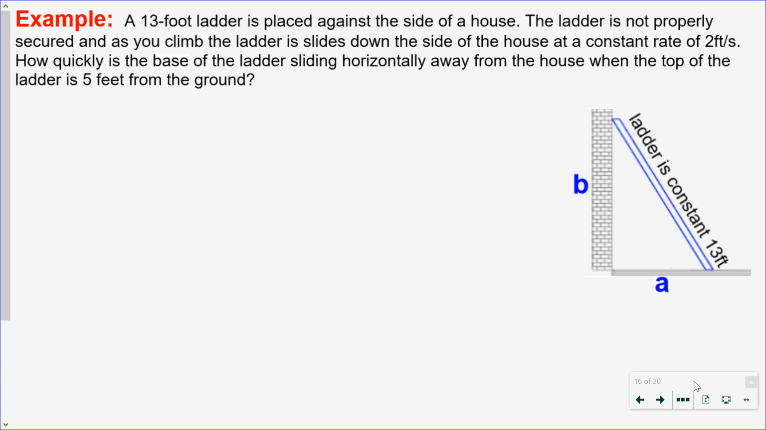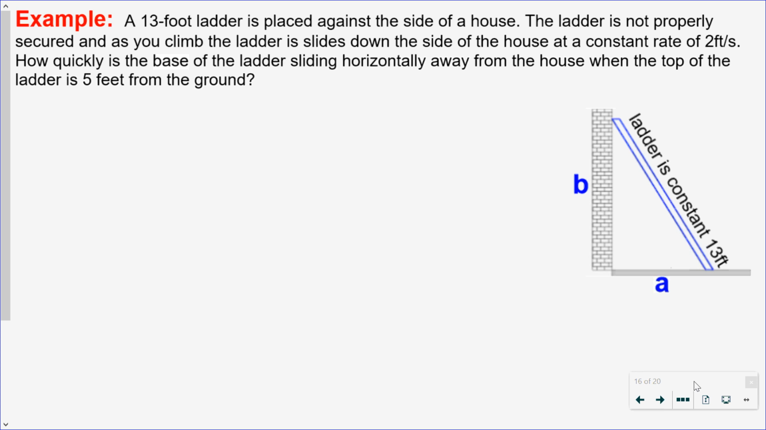So a 13-foot ladder is placed against the side of a house. The ladder is not properly secured, and as you climb, the ladder slides down the side of the house at a constant rate of 2 feet per second. I want to know how quickly the base of the ladder is sliding horizontally away from the house when the top of the ladder is 5 feet from the ground.